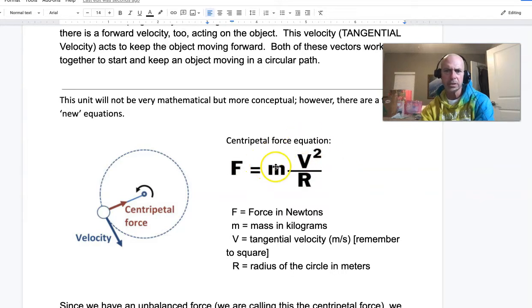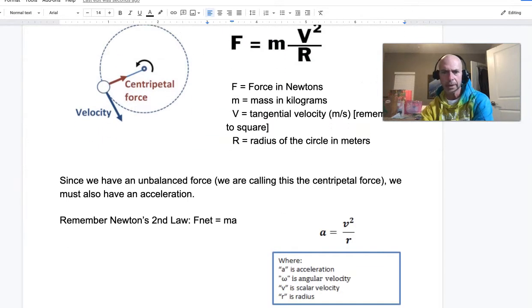So doesn't it make sense these three variables are important, really, when we talk about motion along a circle? The mass of the object, its velocity, and the radius. This is again called the centripetal force equation. Now let me add a little bit more to that.